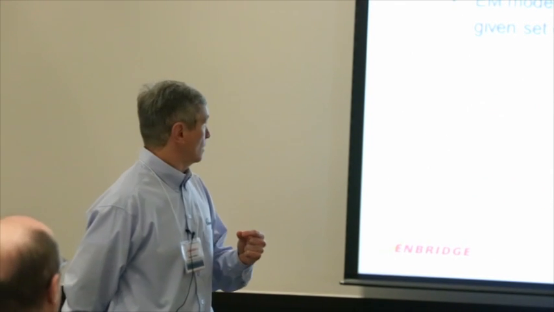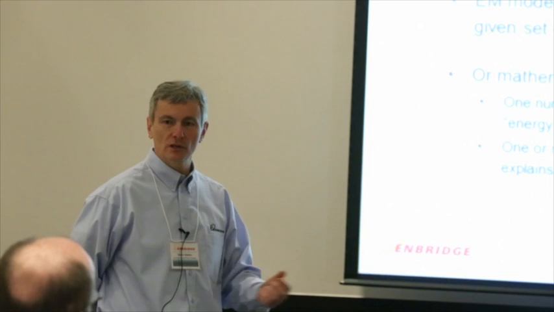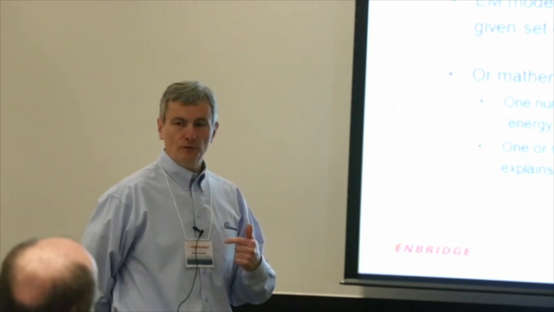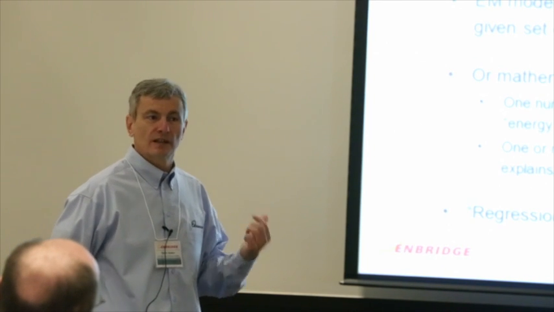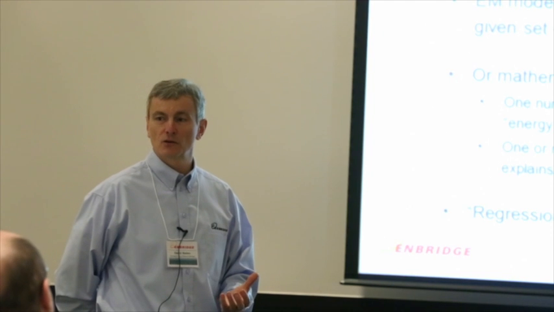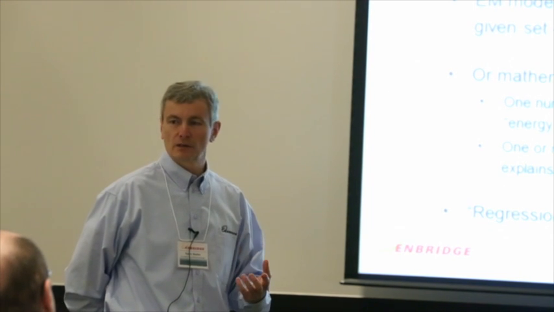So energy model, in particular an energy management model, is trying to predict energy consumption based on a given set of inputs. If you look at it mathematically, it means we have one numeric dependent variable, which is our energy, and we have one or more numerical or categorical independent variables that go in there, which is what we call energy drivers. So we have energy and energy drivers. Now, if you remember math, that's called a regression model. That's why we use regression models in energy management, because we have a number of independent variables and one dependent variable coming out of it.